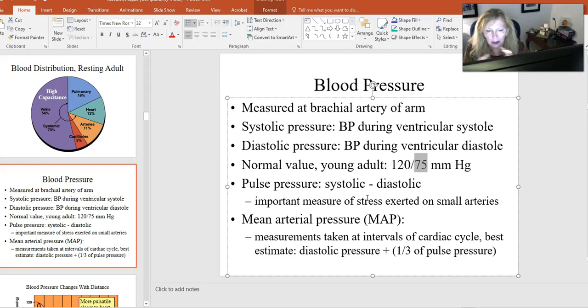As low blood pressure actually occurs, blood is not able to be moved through the system the way that it should, and there will be complications from that as well. So it's important that you know what is normal for resting adults, and what is really considered to be hypertensive and hypotensive.